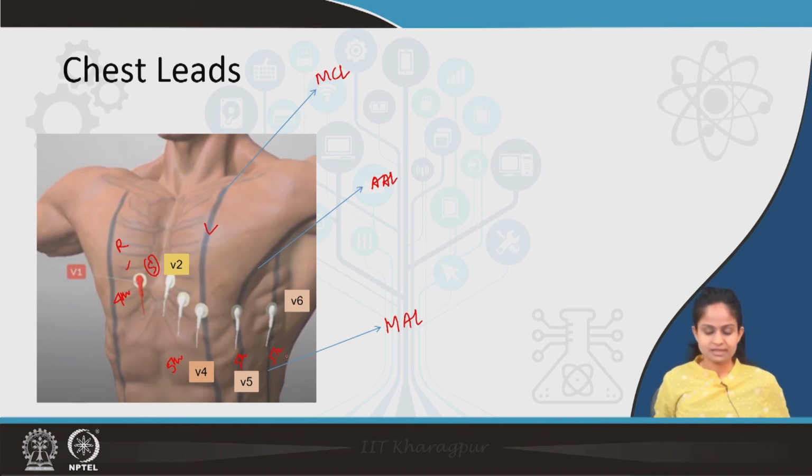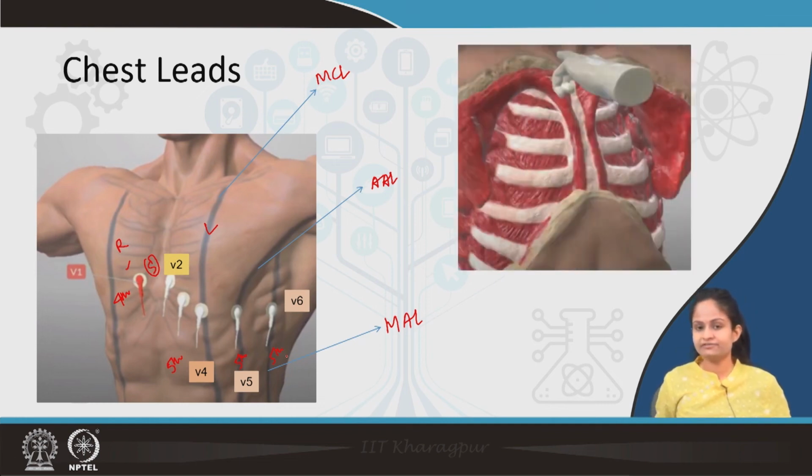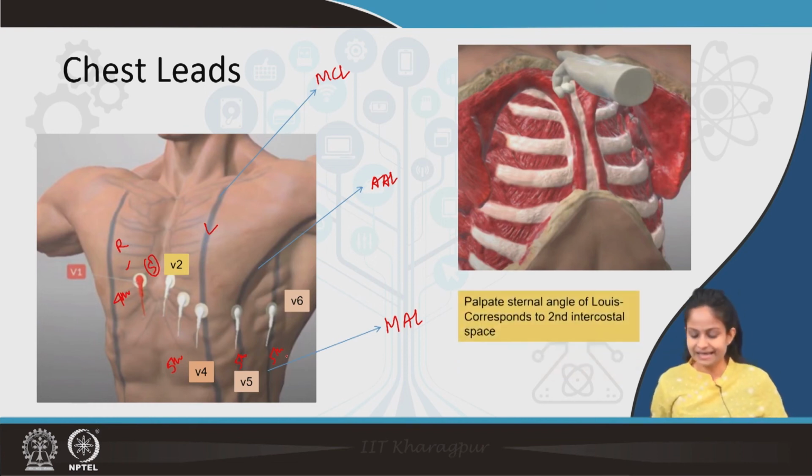Now the question comes, how will I determine the intercostal space? How will I know which one is the left third intercostal space, fourth intercostal space or fifth intercostal space? For that we have to palpate the jugular notch. This is the jugular notch. From the jugular notch we will palpate the sternal angle of Lewis, or angle of Lewis.